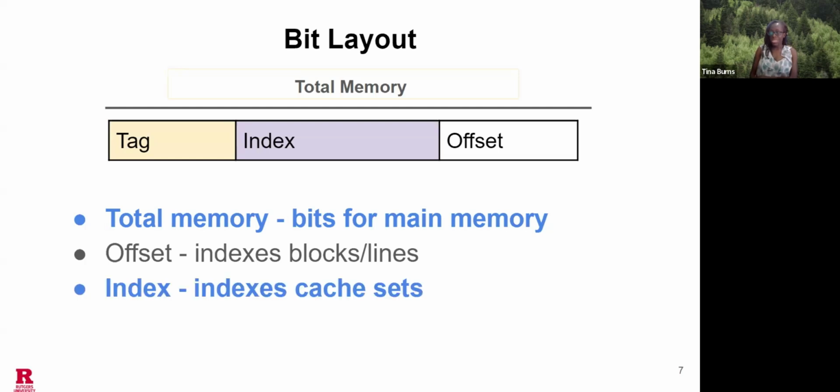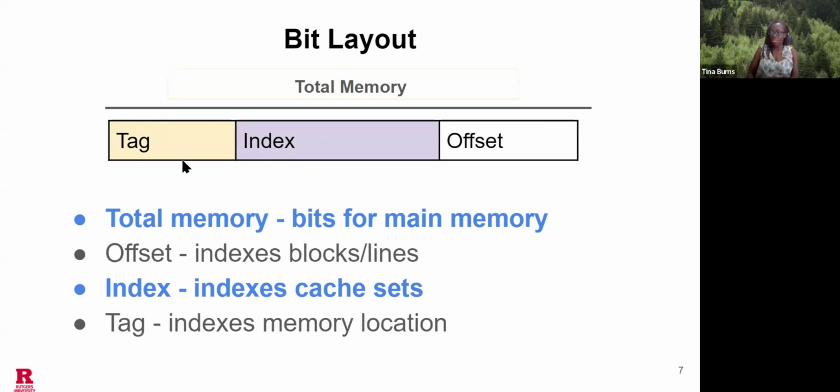Index. The index item here is just including the bits needed for my cache sets. So the total number of cache sets is going to be the number of bits that I need to represent my cache sets, right? And remember, the sets are going to be those row items. The lines are each of the things in between. And then what's left over is going to be my tag, which is the actual memory location.